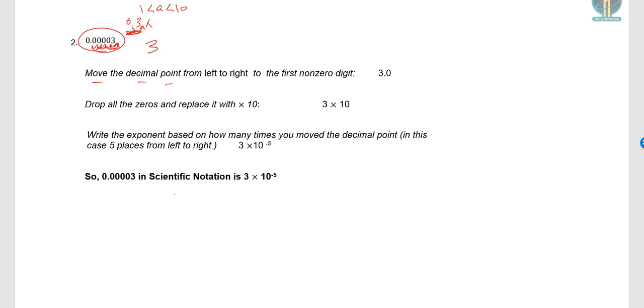So 3.0 times 10 to the 5th. And again, whatever zeros there were after the 3, we could just drop them, or you could just keep it in this standard form, 3.0 times 10 to the 5th, okay? So 0.00003 in scientific notation is 3 times 10 to the minus 5.